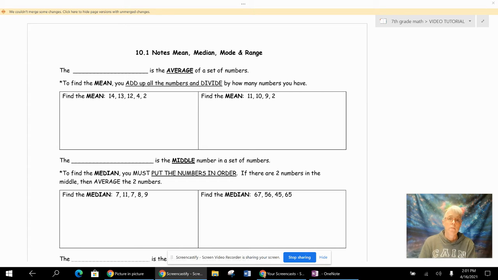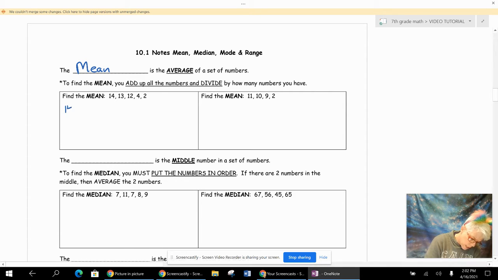So mean, you see all the time whenever you look at your report card grades, because your grade on a report card is the mean average of your other grades. They take your grades, they add them up, and the computer actually divides by the number of grades. So we're going to find the mean average right now. Let's look at our first example. The mean is the average of a set of numbers. So we have a set of numbers here. We're going to add it up and then divide by the number of numbers.